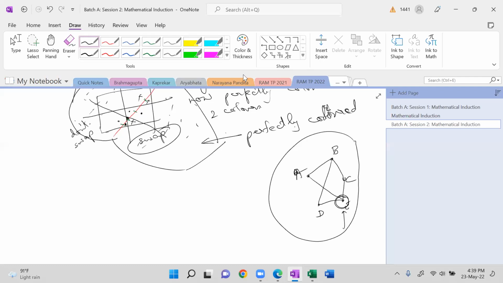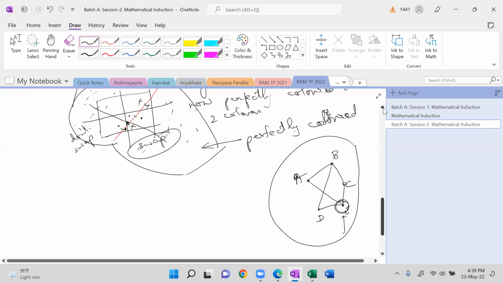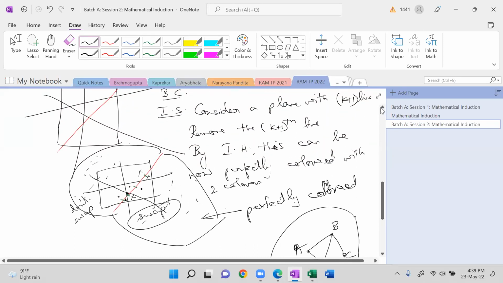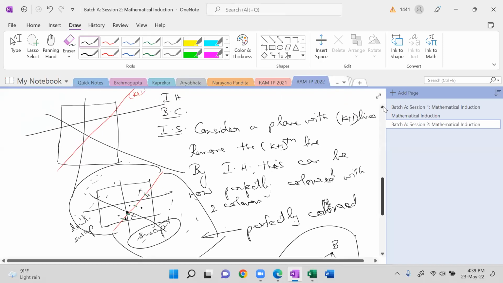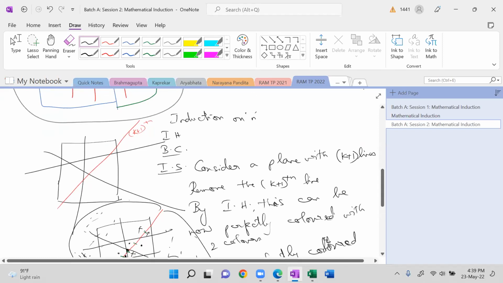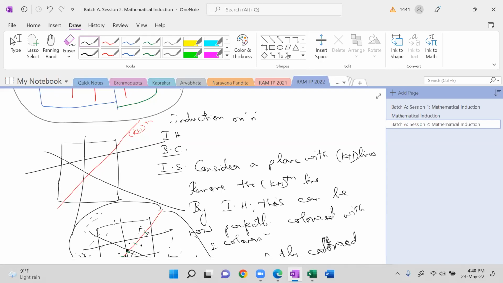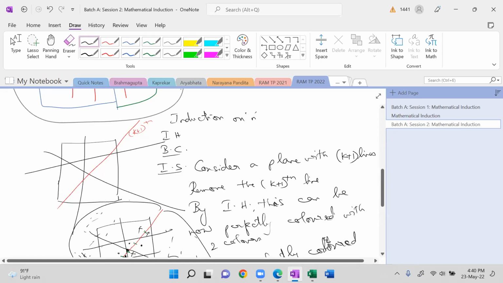Yes, sir. Sir, induction hypothesis is something that we ask the adversary to assume to be true, right? No. Induction hypothesis is in our hands. What we want to assume is our choice. What value of k they want is their choice. Okay, sir. But here you have mentioned by induction hypothesis, this can be now perfectly colored, but we haven't yet proved that if there are k lines, the quadrilateral can be perfectly colored. Yes, that's an assumption that we have made. I understand your concern. You are saying we have only assumed, we haven't proved it.